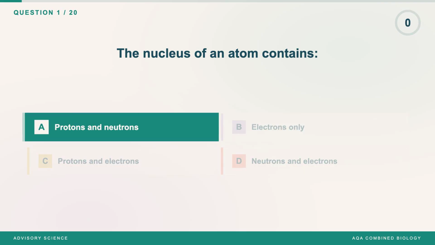The answer is A, protons and neutrons. The nucleus is tiny and dense, containing positively charged protons and neutral neutrons.